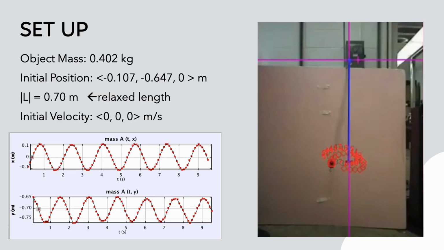The setup of this experiment was a spring attached to a fixed point which had a mass attached to it, and we knew that the mass was 0.402 kilograms. We knew that the relaxed length of the spring was 0.7 meters. We also knew that it started from rest, so the initial velocity was <0, 0, 0>, and then we found the initial position from the Tracker analysis.